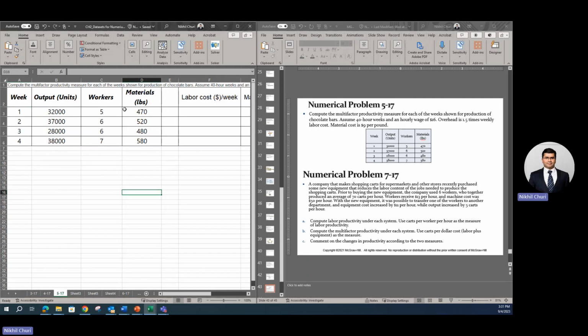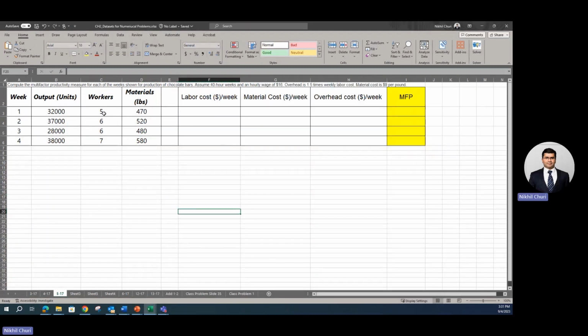So coming back to our problem, I have copy pasted exactly the same numbers: 32,000, 37,000, 28,000, 38,000, and so on. Workers 5, 6, 6, 7, material, and so on. And let's solve it in more detail. So based on this input given, in the very first column, I will calculate the labor cost per week. Here, the number of people working is 5, assuming 40 hours per week and a $16 hourly wage per employee. So I just plug those numbers in over here.